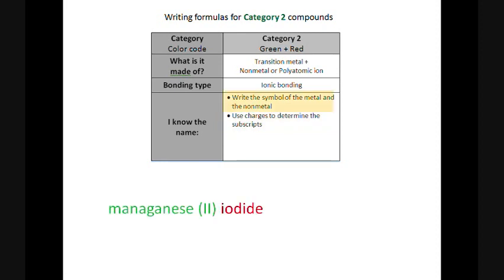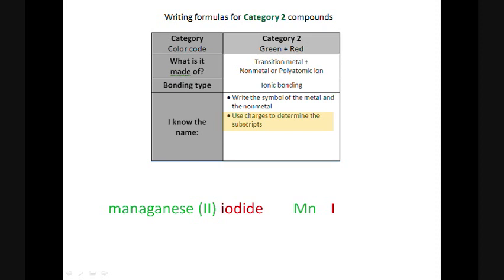Manganese 2 iodide. The symbol for manganese, not to be confused with magnesium, is Mn. The symbol for iodine is I. Watch out for that capital letter I. It's easy to mix up lowercase l's and capital I's. Iodine symbol is I.